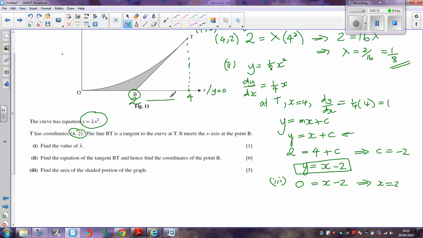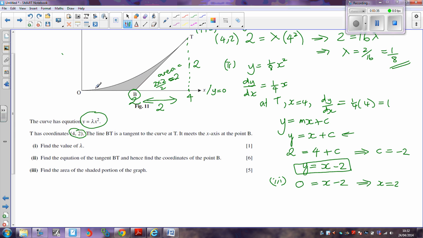And if we look at this triangle, the distance from here to here is going to be 2, because it's the distance from 2 to 4. T has coordinates (4, 2), which means the height here is also 2, which means that the area of this triangle is going to be half base times height. Well, that's 2 times 2, divided by 2. So the area of this is 2 units.